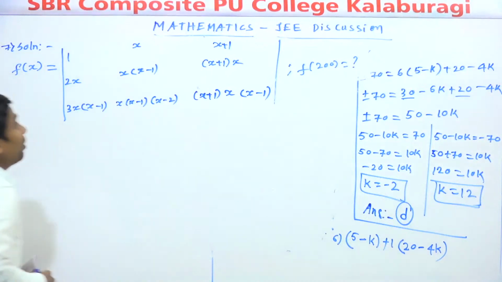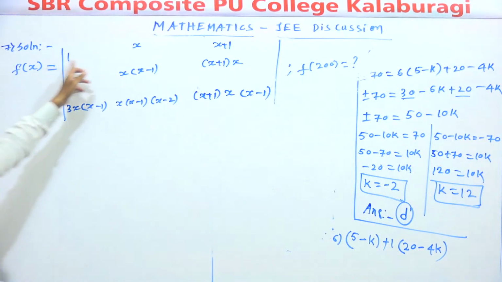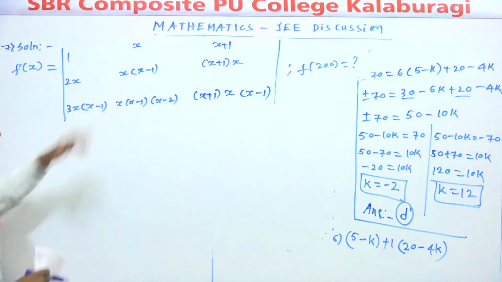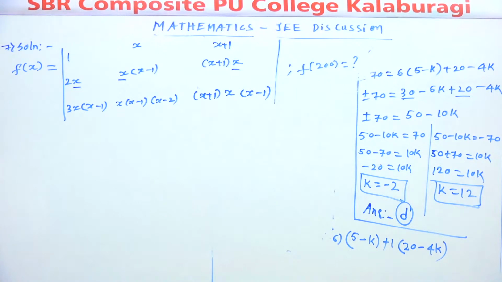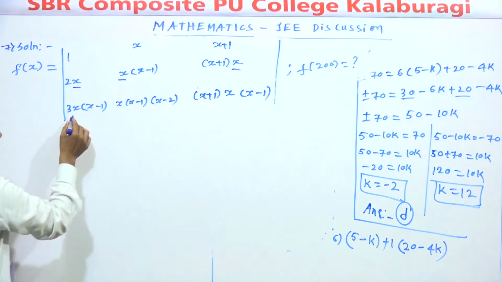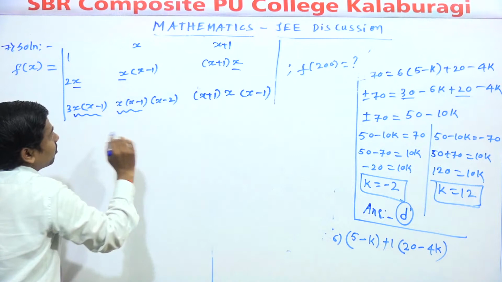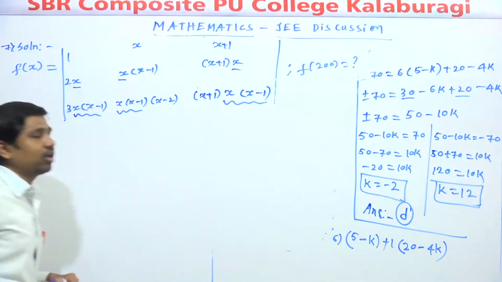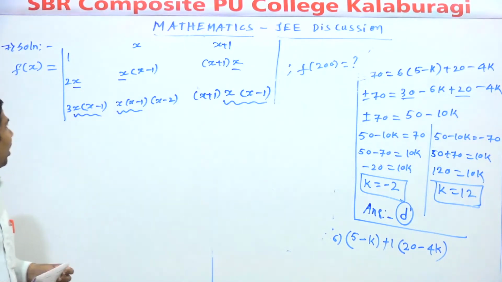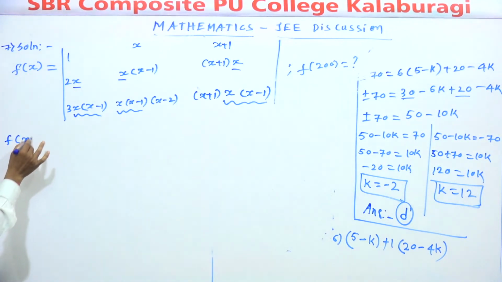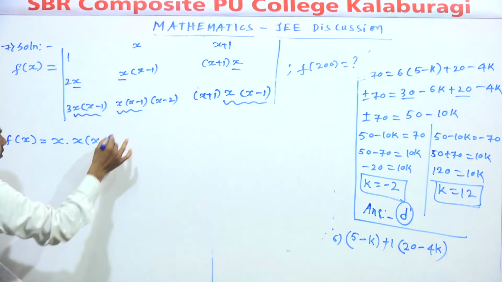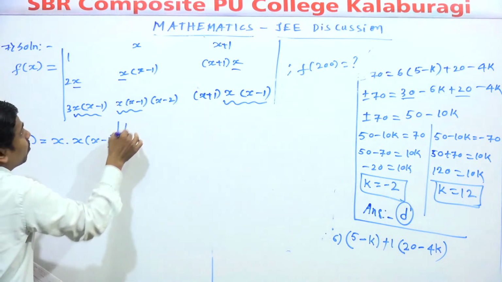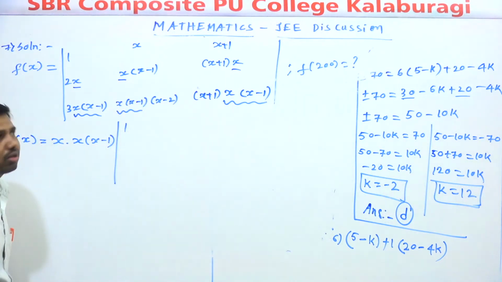Before that, look for any common term from any row or any column. First row, nothing is common. Second row, x is there, so take x common from R2. In the third row, x into x minus 1 is common. So taking x common from R2 and x into x minus 1 common from R3, I am not taking anything common from R1, so keeping it as it is.